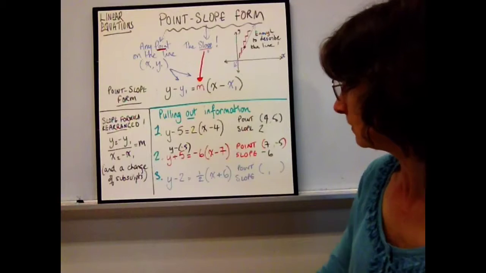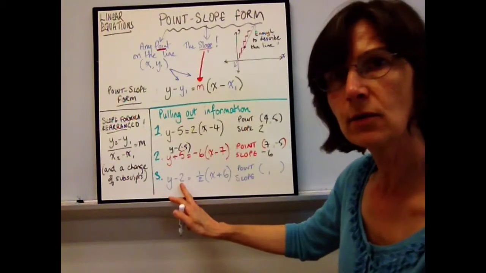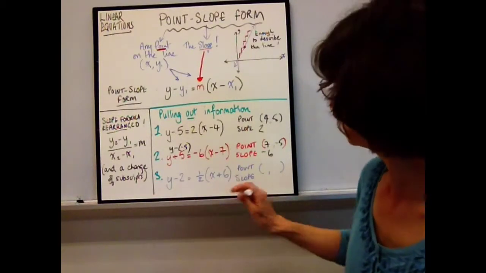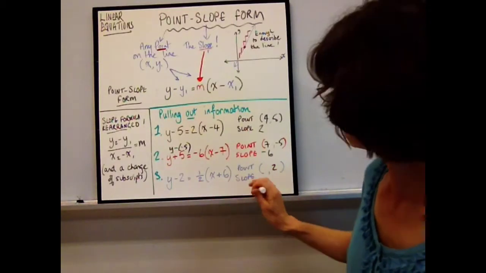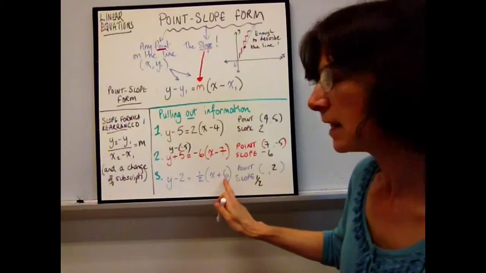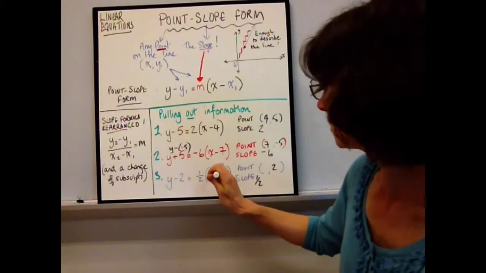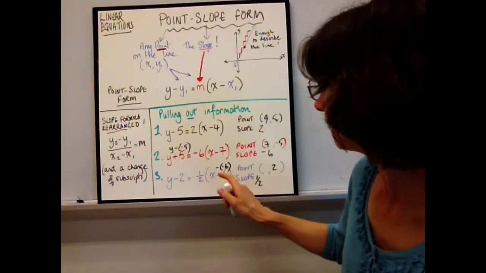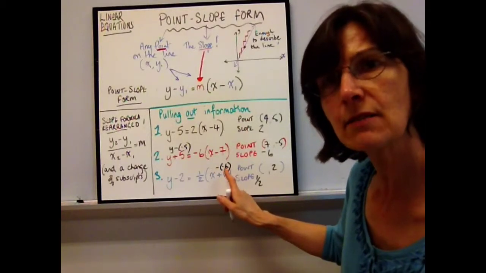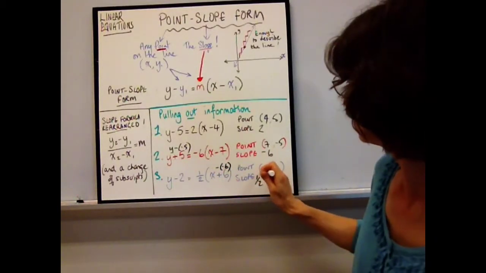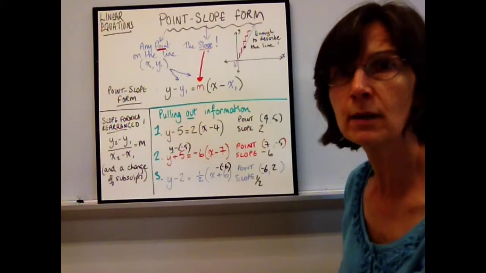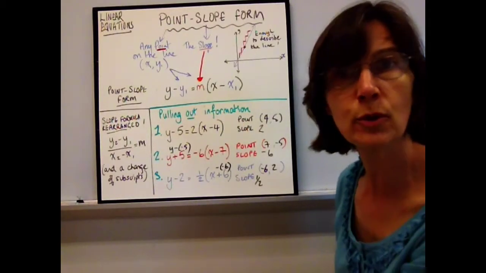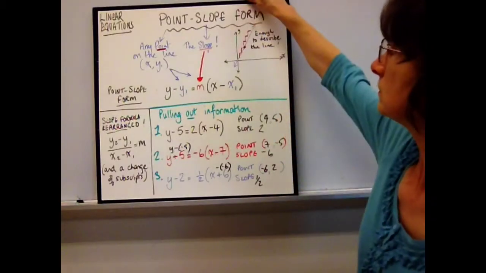And the last one. The y value, y sub 1, is 2. Our slope is 1/2. And here the 6 is following addition, so that means it must have come from subtracting a negative 6. So the x value is negative 6. So, straightforward pulling information out of point-slope form. And on the next board, we'll see how straightforward it is putting into point-slope form.